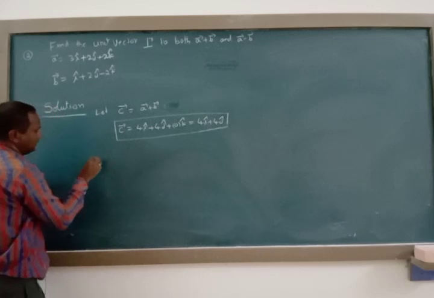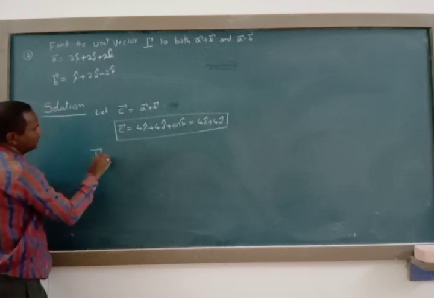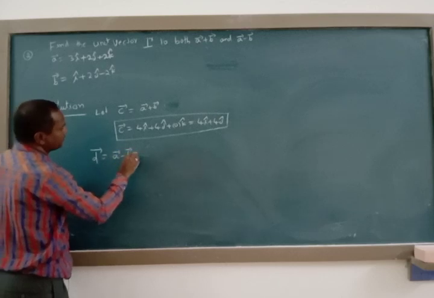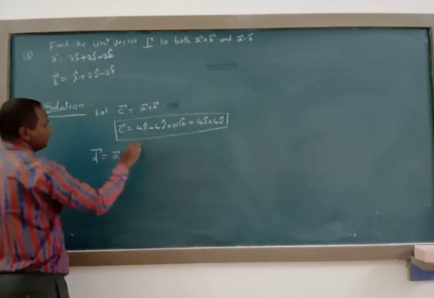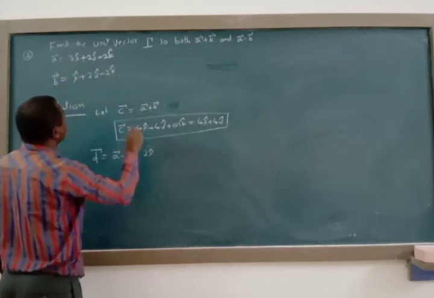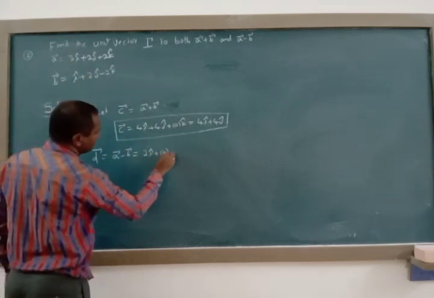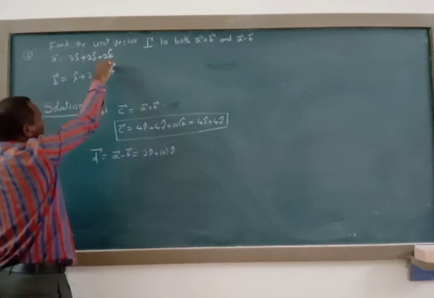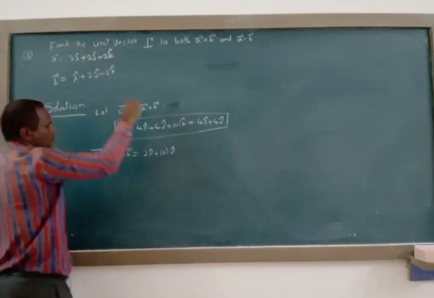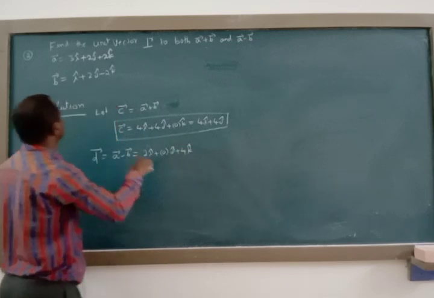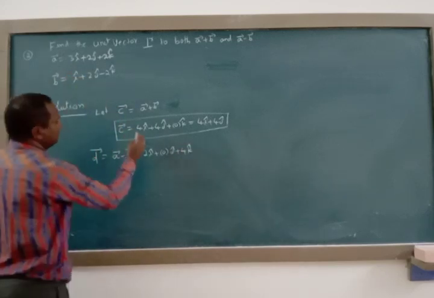Next, one more: d vector, d bar, is equal to a bar minus b bar. 3i minus i is 2i cap, 2j minus 2j is 0 of j cap, 2k minus half minus, plus 2k cap, means it becomes 4k cap.